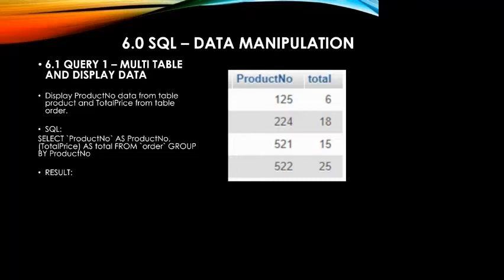We can write select product number as product number, total as total from order, group by product number. So here we will get the result as the figure that has been shown in the slide.